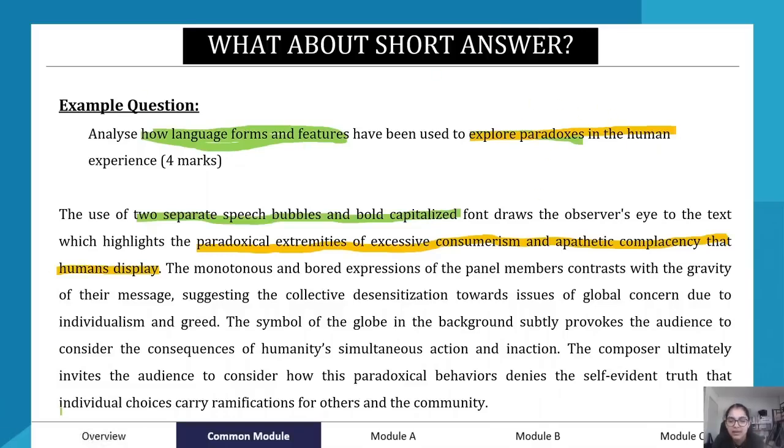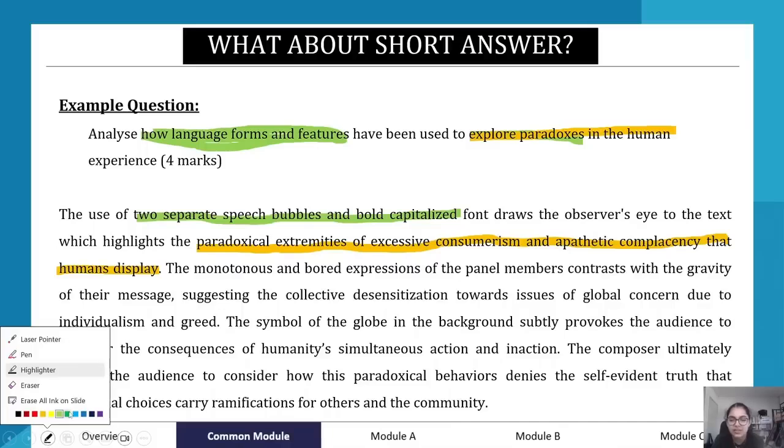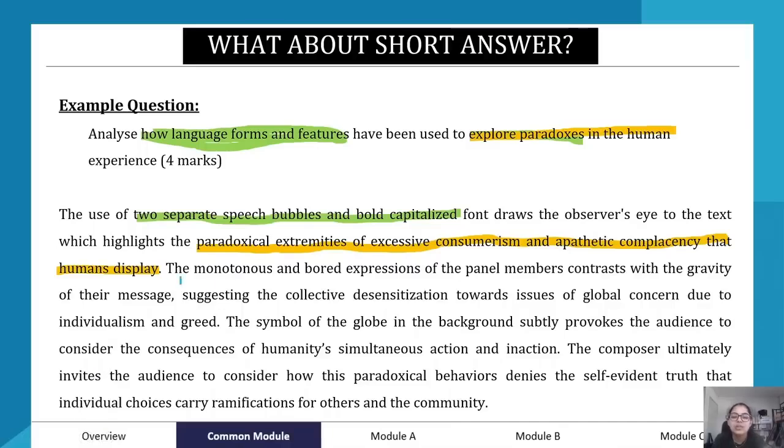So let me go back. Alrighty, let me change color. So there we go. So the monotonous and bored expressions of the panel members contrast with the gravity of the message, suggesting the collective desensitization towards issues of global concerns due to individualism and greed. So this is a technique here, monotonous and bored expression of the panel members, and then this is the effect. It suggests that there's a collective desensitization towards the issue due to individualism and greed. So make sure you've got that technique and the effect.